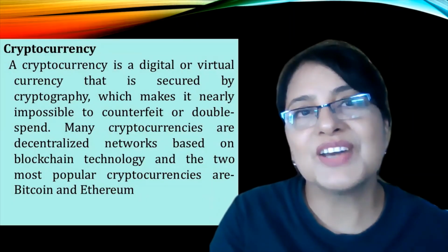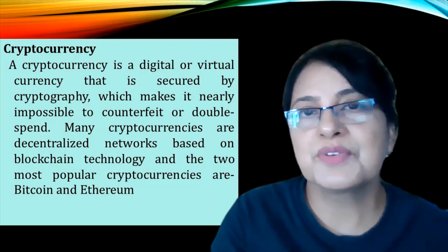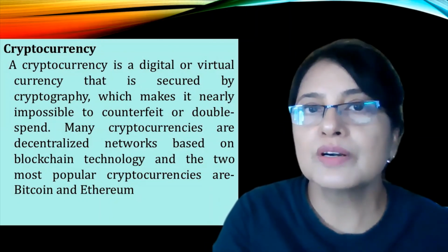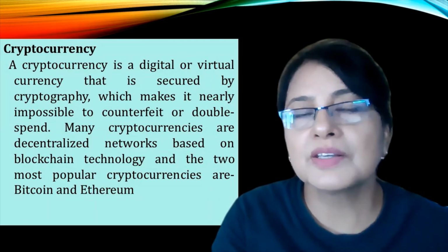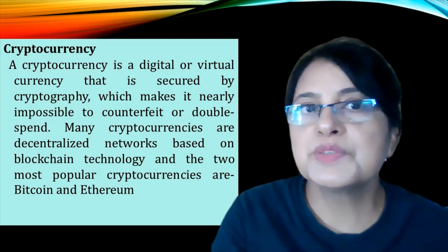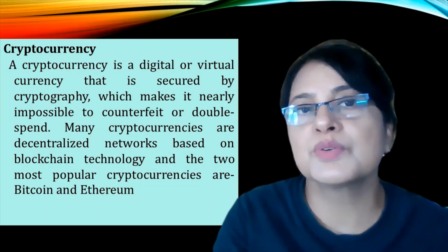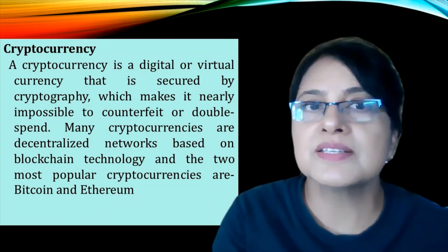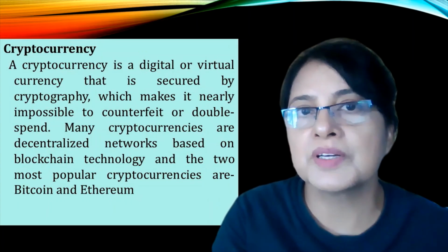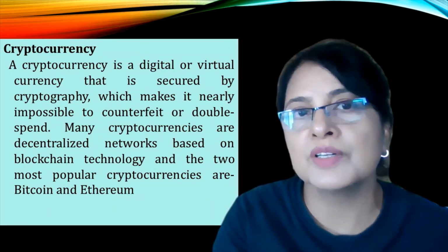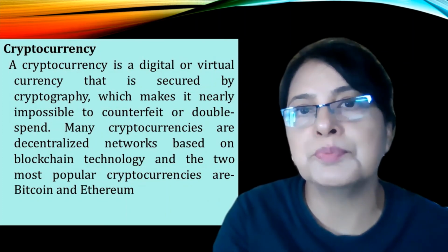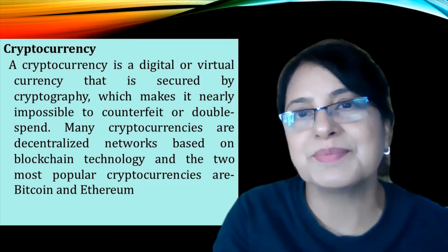And we end this chapter with a little note about cryptocurrency. Now, cryptocurrency is a digital or a virtual currency that is secured by cryptography, which makes it nearly impossible to counterfeit or double spend. Many cryptocurrencies are decentralized networks based on blockchain technologies, and the two most popular cryptocurrencies are Bitcoin and Ethereum.